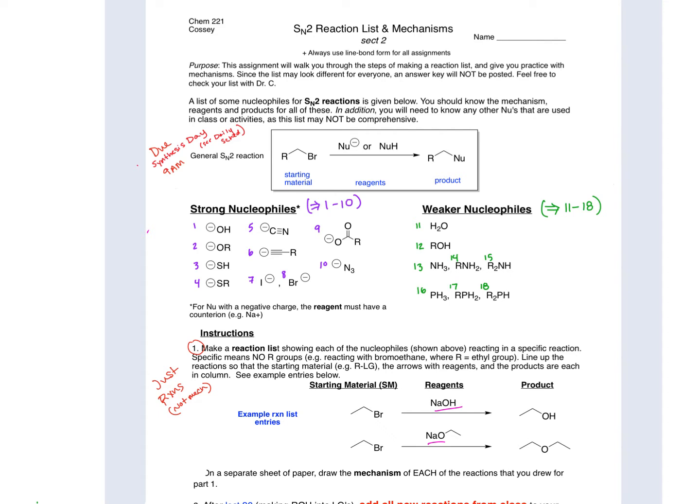So first, for the strong nucleophiles, I've written them as they would act in a mechanism, right? They have a negative charge. But when you have a reagent, you actually have to have a counter ion, because I'm going to buy it at the store, basically. When I buy it at the store, it has to have a balanced charge.